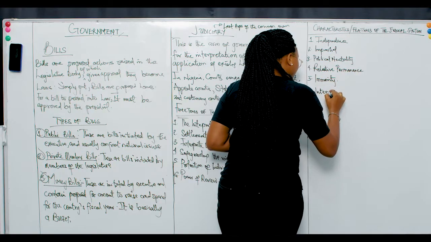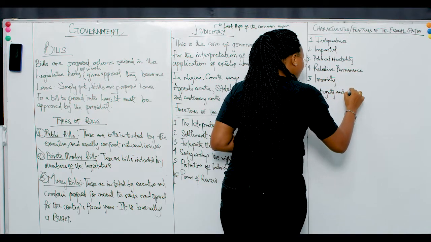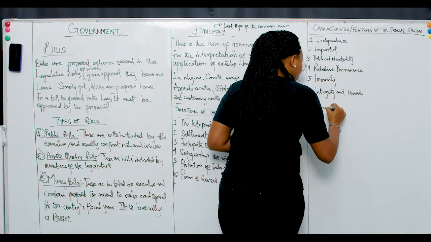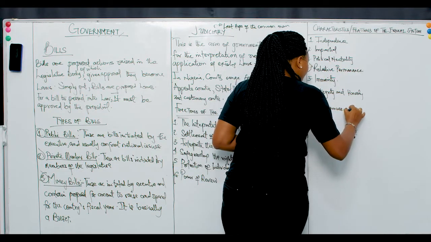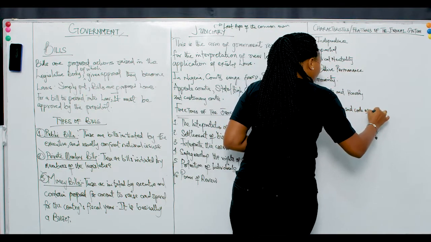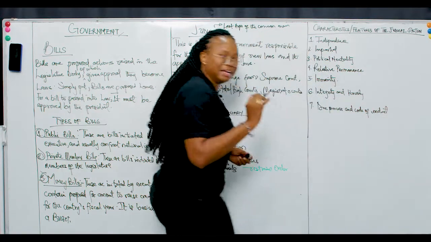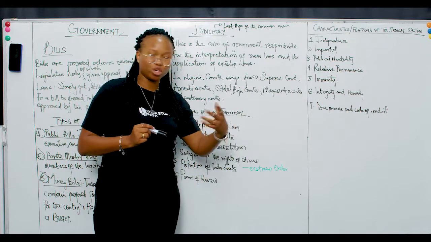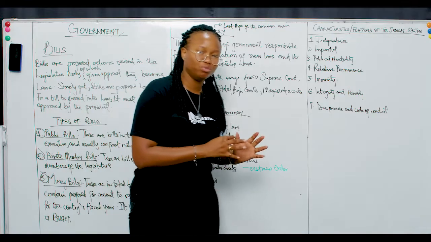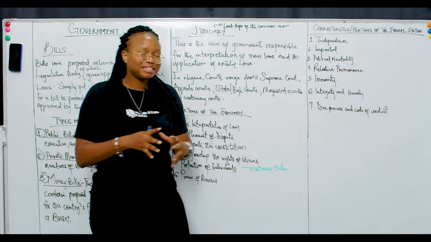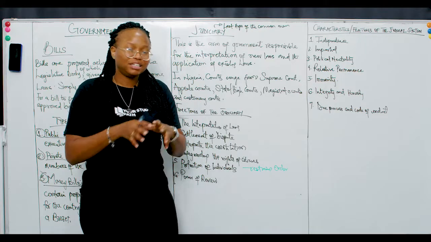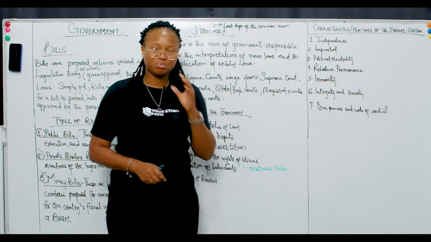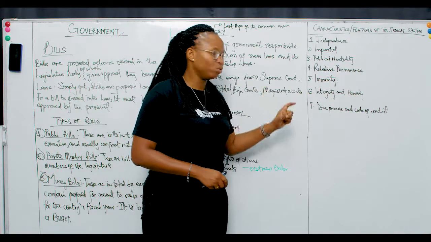Honesty and code of conduct. It means that at every point in time where a judge is making or interpreting the law, they must follow the code of conduct. So judges must ensure they follow due process and act equitably and reasonably.